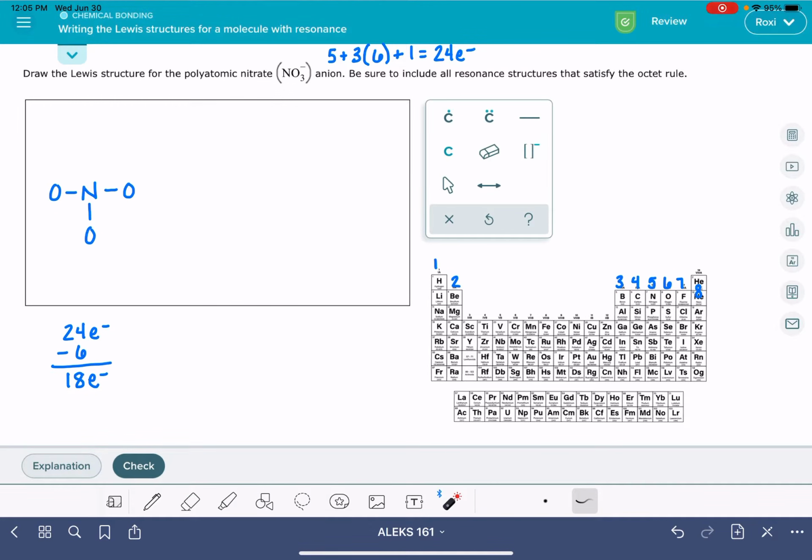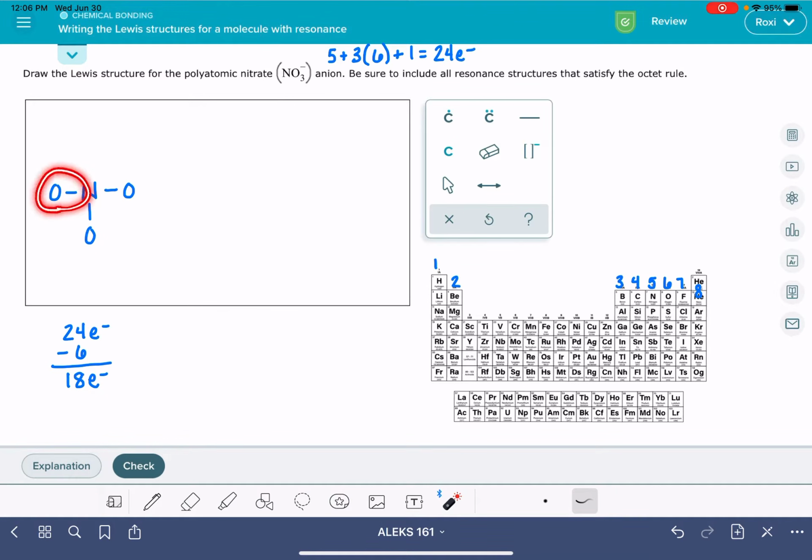Again, it's just a process of what's the first atom in the formula, that's what you're going to put in the middle. All the rest of the atoms, even if they're not all the same, are going to go around the central atom, connected initially with single bonds. Now, the next thing that we want to do is take these 18 electrons and use them to satisfy the octet for the outer atoms. So we're going to work only on the outer atoms to begin with.